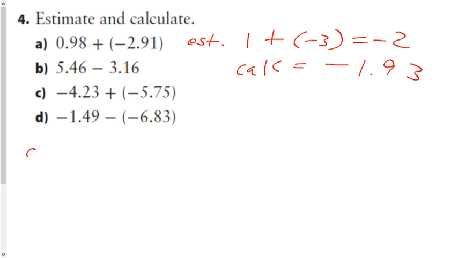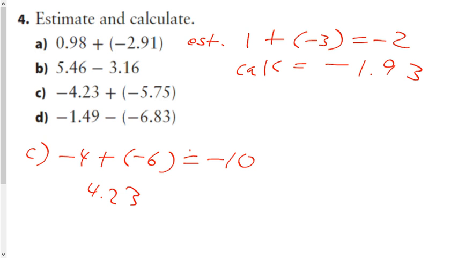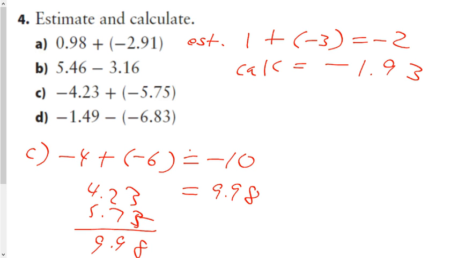Question C, I have an estimation of negative 4 plus negative 6, which is going to be negative 10. If you said positive 10, you're not really thinking about it. You're trying to confuse your multiplication sign rules with your addition. But the estimation is going to be approximately equal to negative 10. Since I'm just adding negatives to negatives, I'm going to use addition for this, not subtraction. I'm not finding the difference because all I have is negatives. So my calculation is negative 9.98.